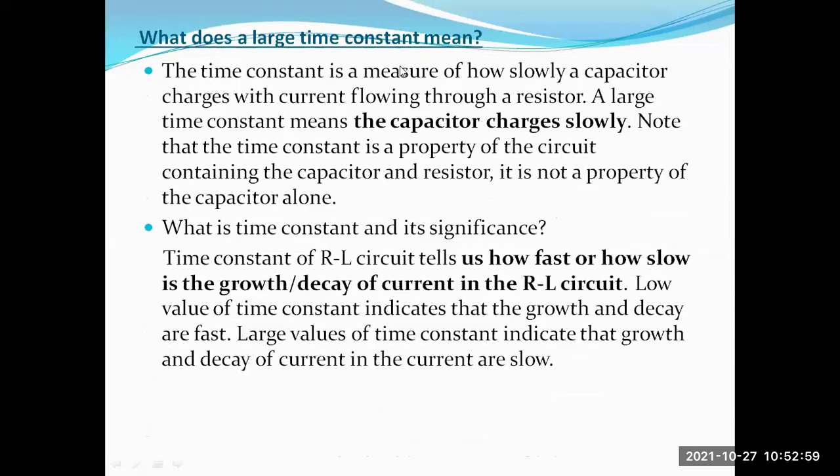Next point. What does a large time constant mean? We have discussed the time constant in previous classes. The time constant is a measure of how slowly a capacitor charges with current flowing through a resistor. A large time constant means the capacitor charges slowly. You can use this in different types of circuits, with a capacitor, resistor, and inductor.